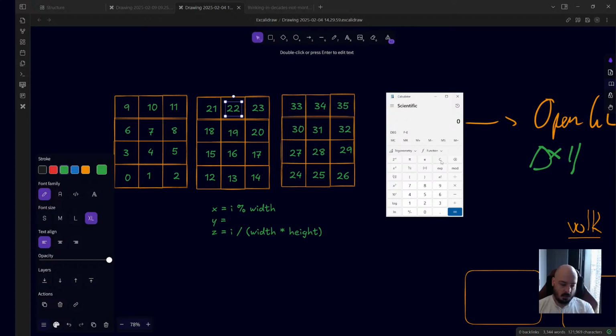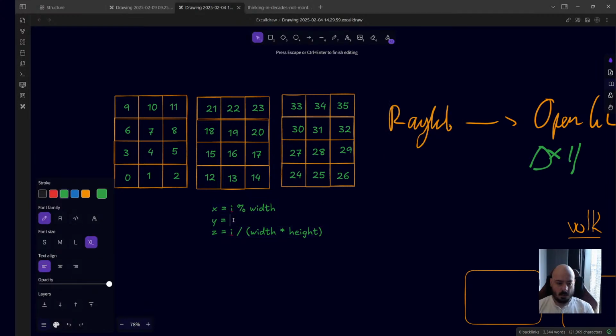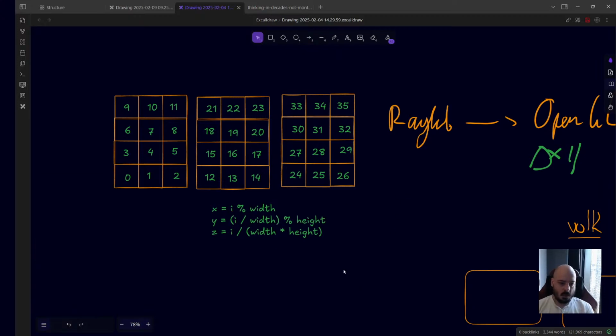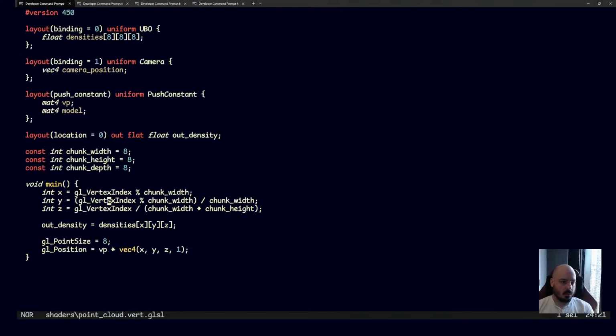Let's see, 15 divided by 3 mod 4 is 1. Okay, 30 divided by 3 mod 4 is 2. Okay, that's what it is. I divided by width mod height. It's got to be like this. Oops. Okay, there we go.